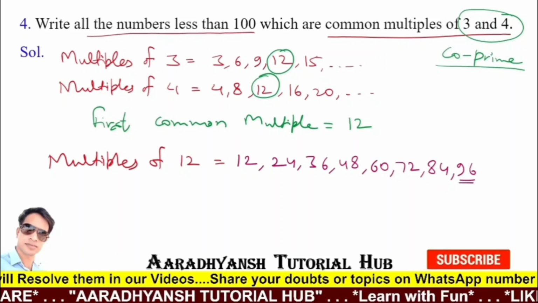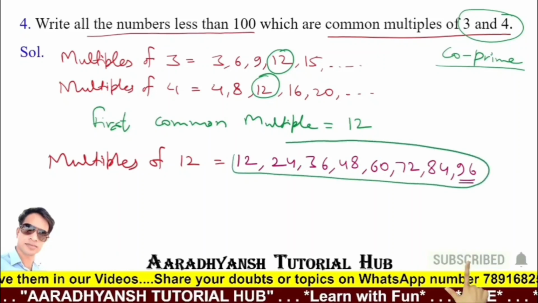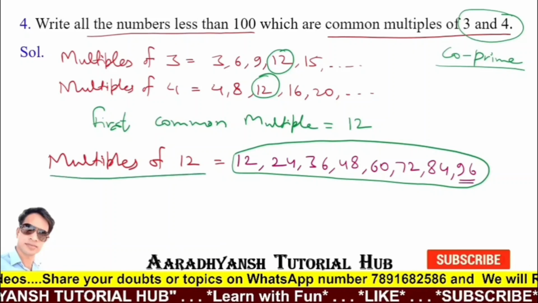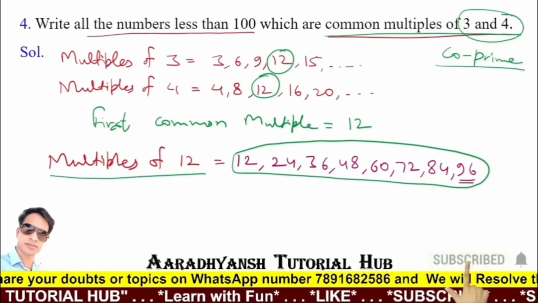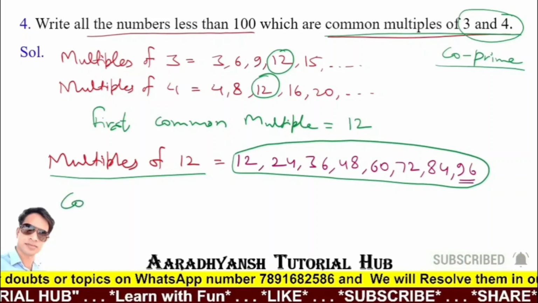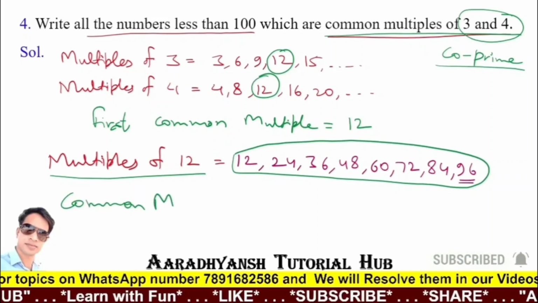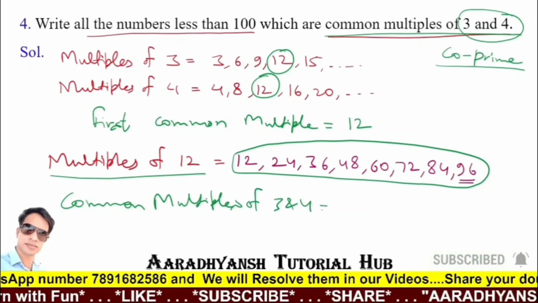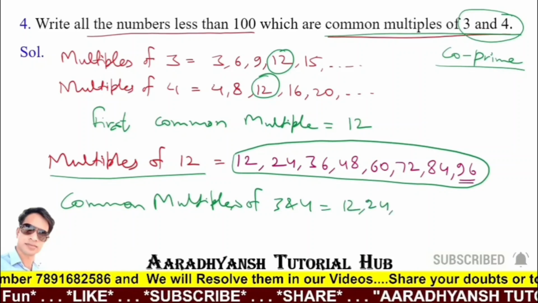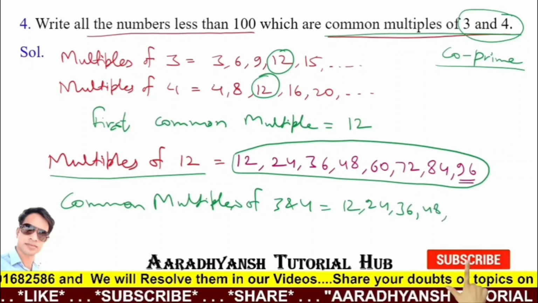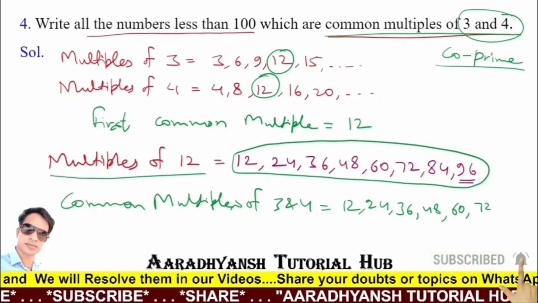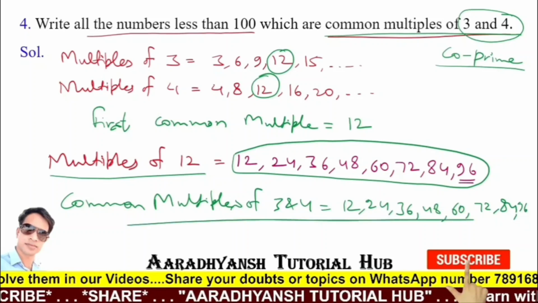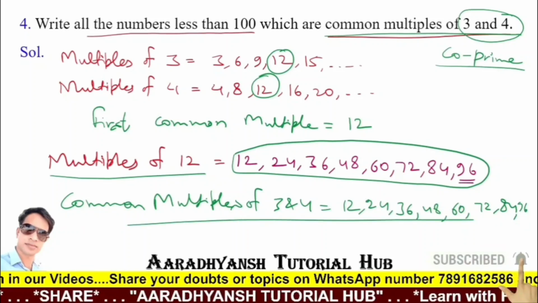Okay, so these are multiples of 12 and the common multiples of 3 and 4. These are common multiples of 3 and 4: 12, 24, 36, 48, 60, 72, 84 and 96. Okay, in this way we can easily find common multiples up to 100.